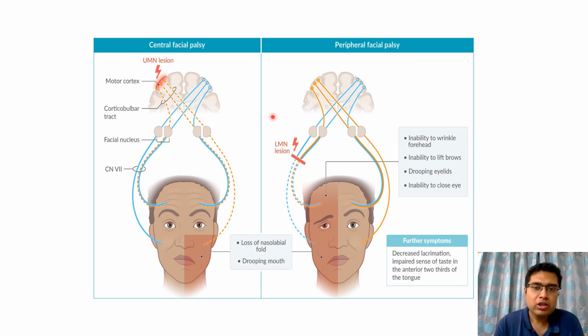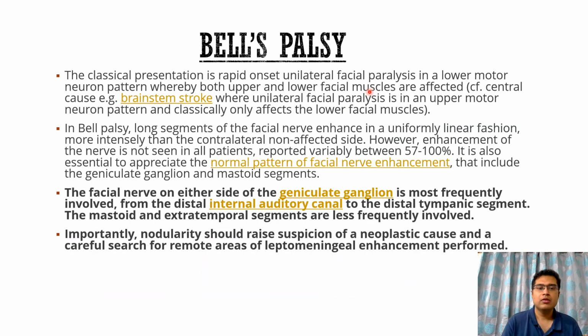So upper motor neuron type of facial palsy usually involves the lower half of the face, while lower motor neuron type of facial palsy, that is after the facial nucleus, usually involves the entire half of the face. So coming to Bell's palsy, it is usually a lower motor neuron type of facial palsy, that is after the facial nerve nucleus.